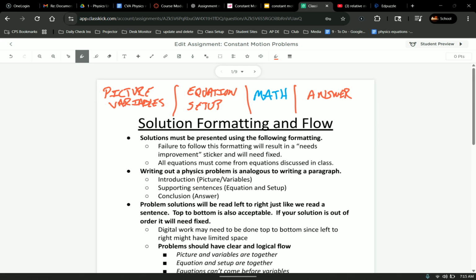You're going to support that introduction statement with some backup, I don't know what I call them, but additional sentences, right? You're going to have more information that's supported. And then that's our equation and setup. And then the conclusion of a paragraph for us is going to be the answer.